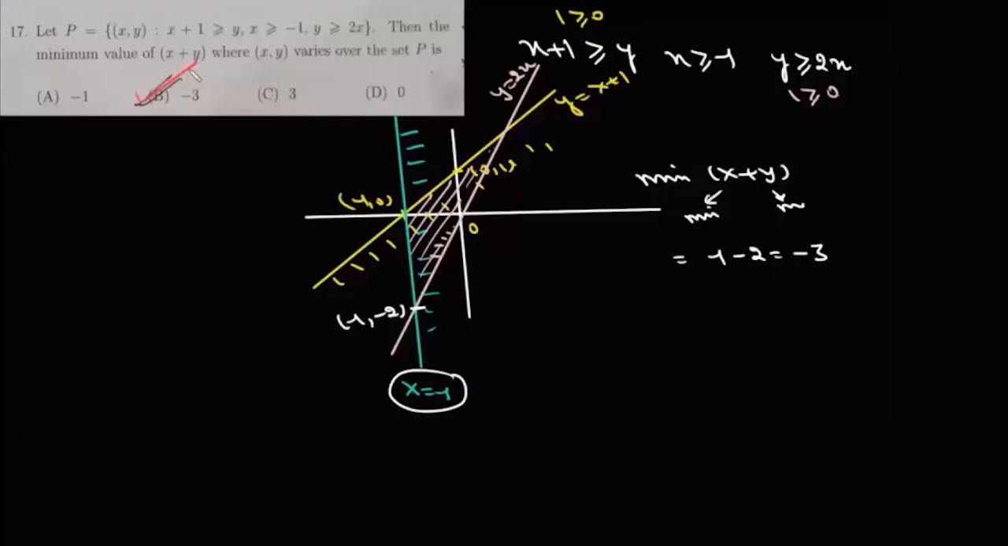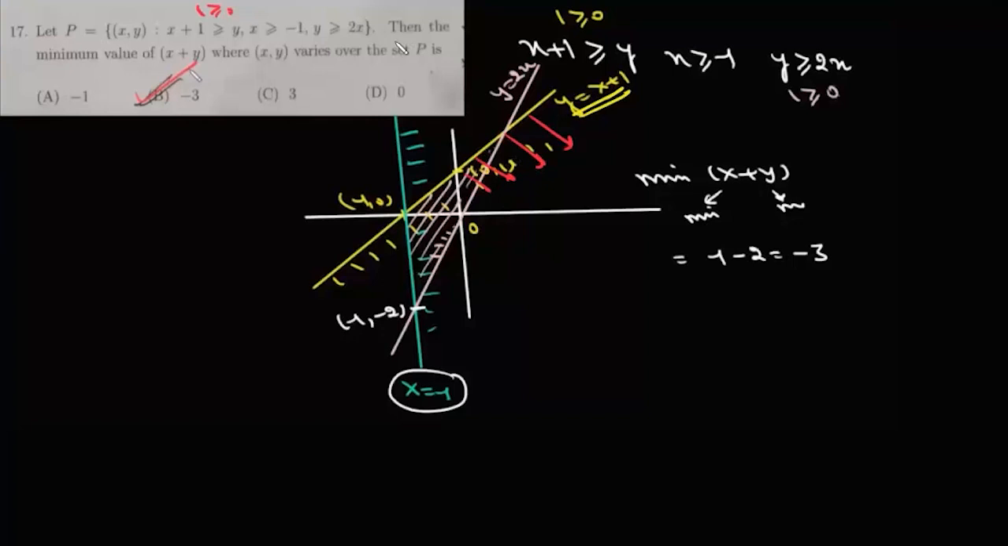And in question number 17, we are given a region and all the points in the region are given by this set. Then we need to find the minimum value of x plus y. Basically, it's an optimization problem. Now we can define the region. The first line is y equals x plus 1. If we put the origin here, we get 1 greater than or equal to 0. That means it satisfies the inequality. So the region will lie towards the origin, on this side of the first line.